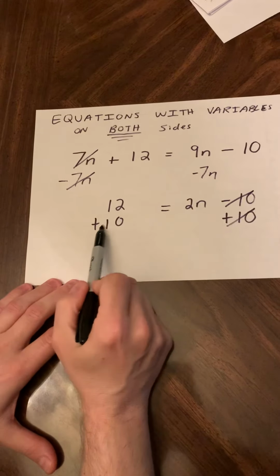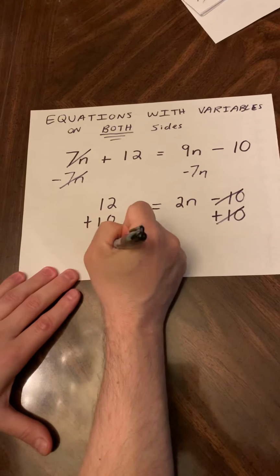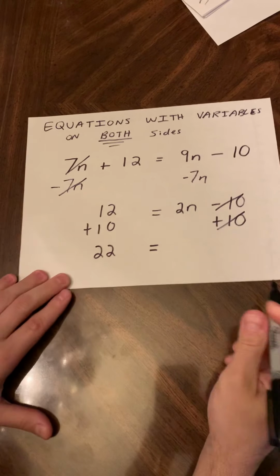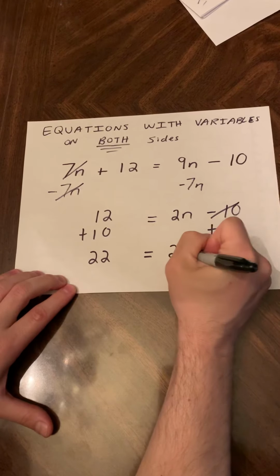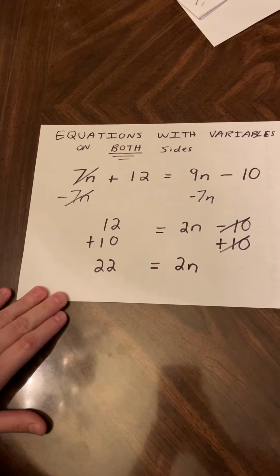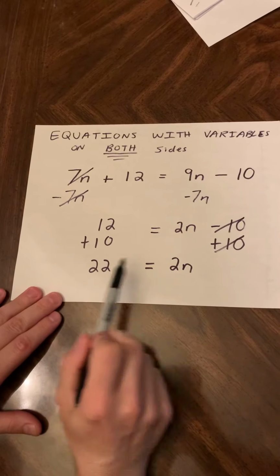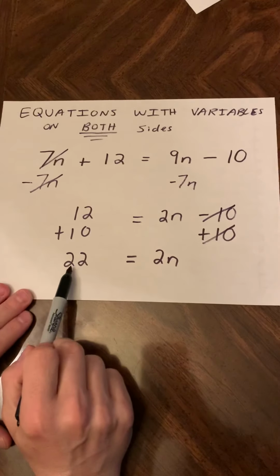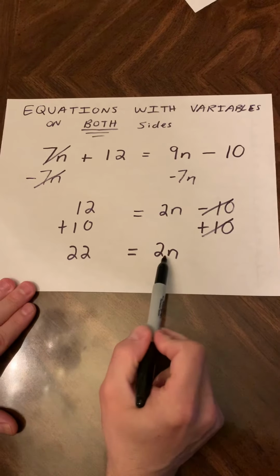So now I have 12 plus 10, which is 22. And my new equation, the only thing left on this side is 2n. So we met our goal. We have a variable on this side and a constant on the other. Now, this is not 1n, so we're not done yet.